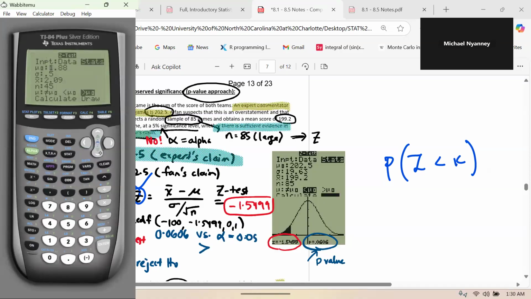Input the mu naught. So the mu naught is 202.5. And your sigma is 19.63, based on the question. And your x bar is 199.2. And the sample size is 85. And which direction are we going?